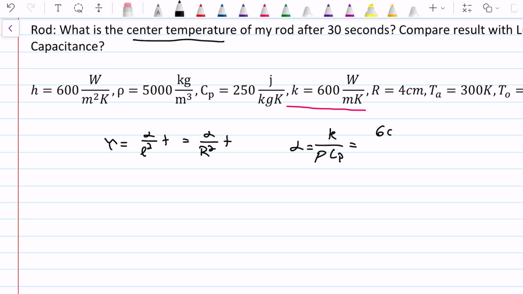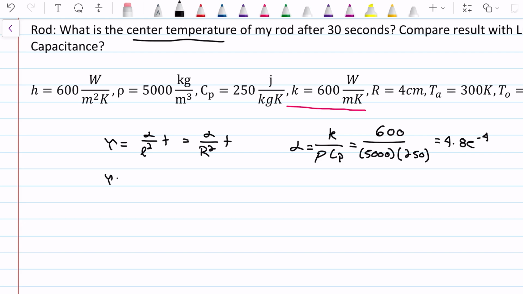Okay, so anyways, it's going to be 600 over the density, which is 5,000, times the specific heat, which is 250. Throw this into our calculator. 600 divided by 5,000 divided by 250 is 4.8 e to the negative 4. And that's expected. Alpha values are usually pretty small.